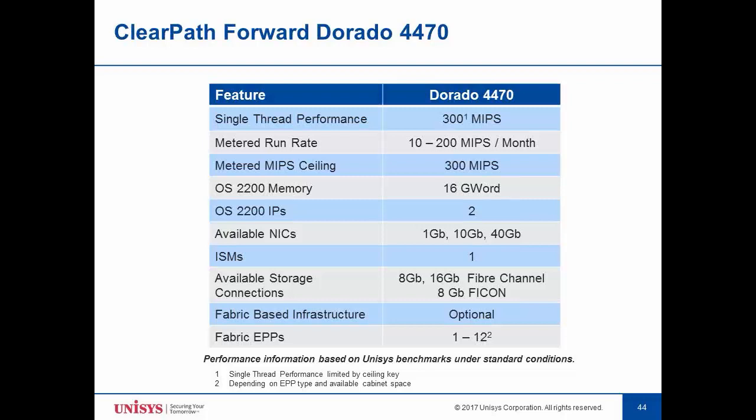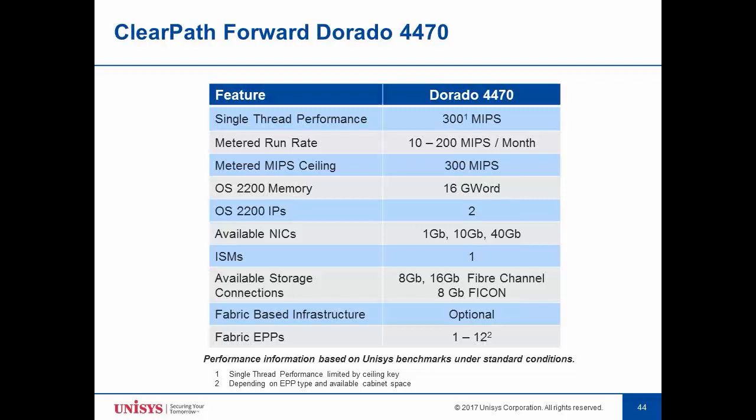As I said before, it comes with the 16 gigabytes of memory, a very high level of OS 2200 memory that's available, even with the smaller workload performance, and has the same I/O cards, the same NIC cards and storage connections that you can have with the bigger systems. The limiting factor for the 4470 is that you only have one ISM. So you have 6 of those cards, the storage connections available for the I/O connectivity.